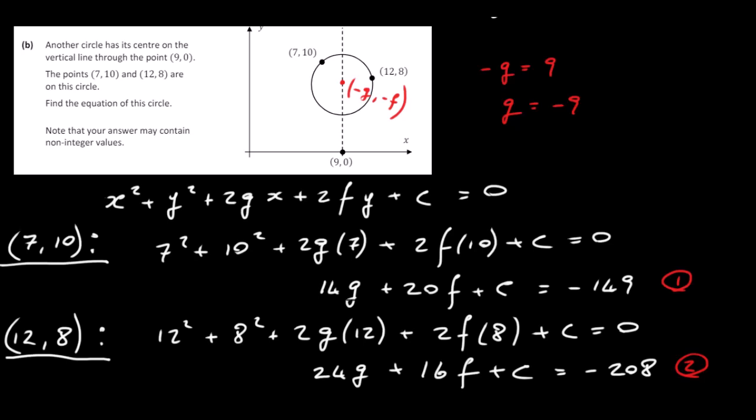So what I can do is put minus 9 in here, minus 9 in here, put together these two equations to find f and c. Then I'll have f, c and g. That'll give me my final equation.